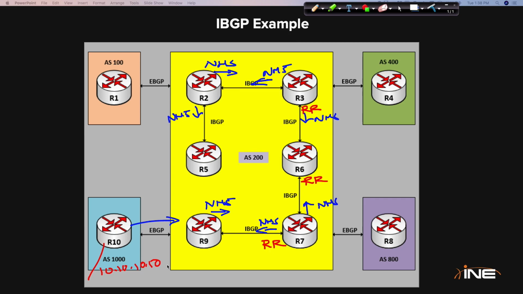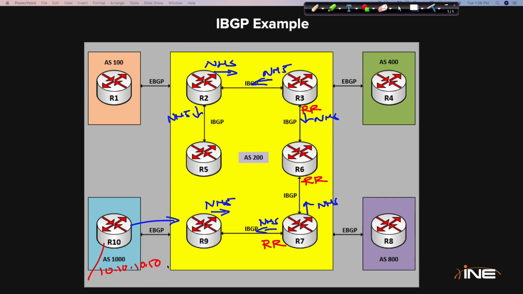However, would he give the route to R6? Now you would say no, because again split horizon rule, because R7 has received from 9, which is an iBGP neighbor, so he should not give it to 6. However, 7 will give it to 6.